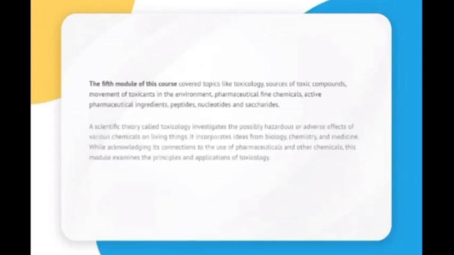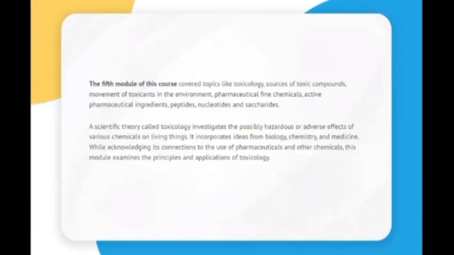The fifth module of this course covered topics like toxicology, sources of toxic compounds, movement of toxicants in the environment, pharmaceutical fine chemicals, active pharmaceutical ingredients, peptides, nucleotides and saccharides. A scientific theory called toxicology investigates the possibly hazardous or adverse effects of various chemicals on living things. It incorporates ideas from biology, chemistry, and medicine.